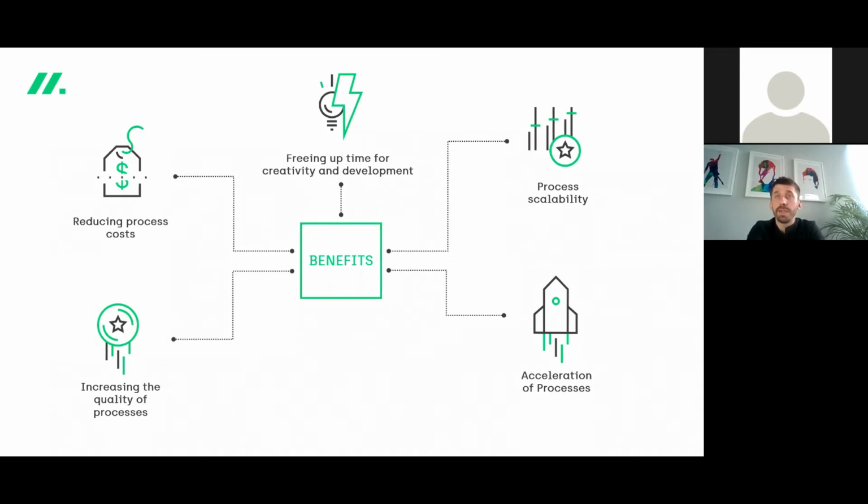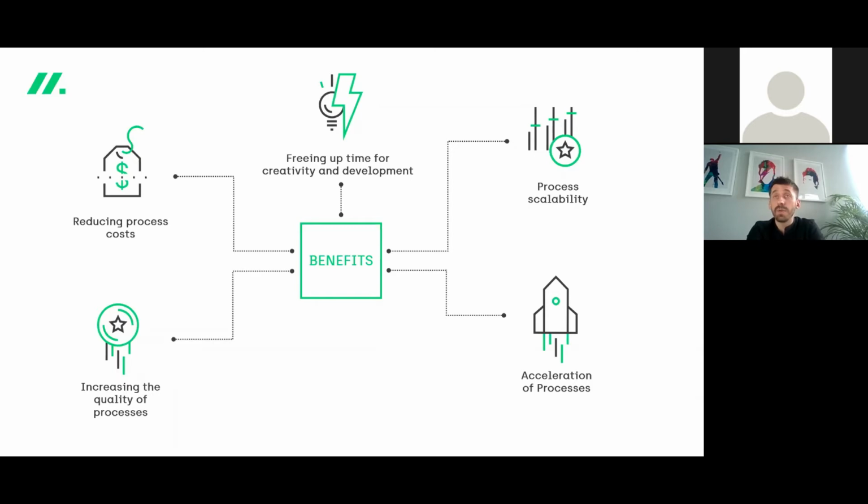Why are we using robots? First of all, using robots can help to reduce the process cost, and then we are able to increase the quality of the process, because robots make fewer mistakes, and when the robot is well designed and well implemented, it doesn't make any mistakes.